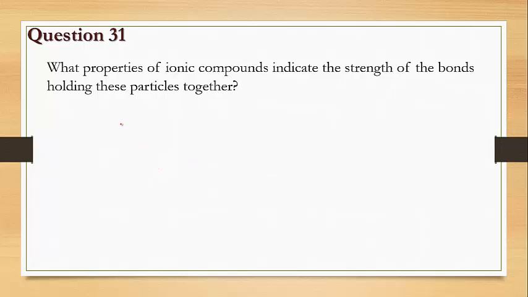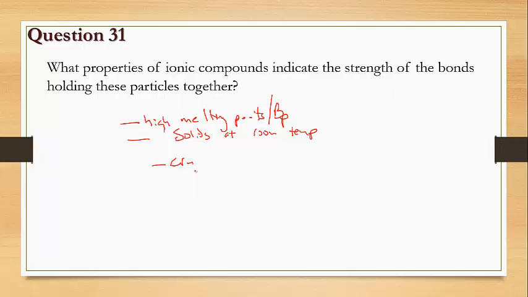31. What properties of ionic compounds indicate the strength of the bonds holding those particles together? And it kind of goes back to that previous question. It would be those high melting points and boiling points. It would be the fact that they're solids at room temperature. And their crystalline structures, that crystal lattice structure that holds it all together.